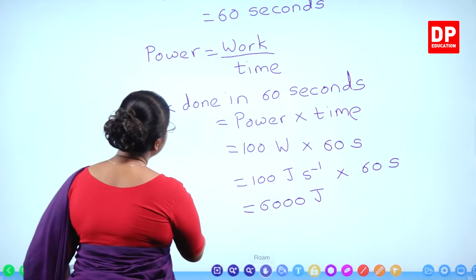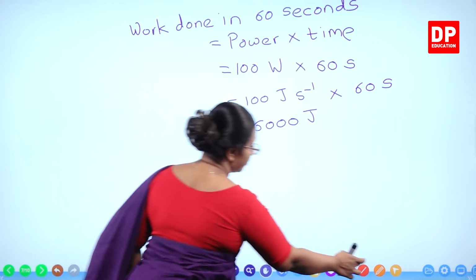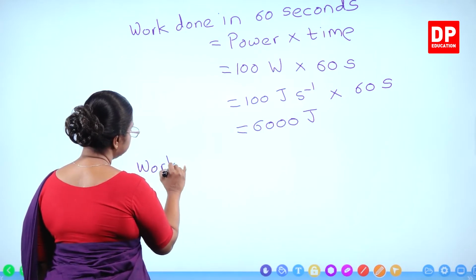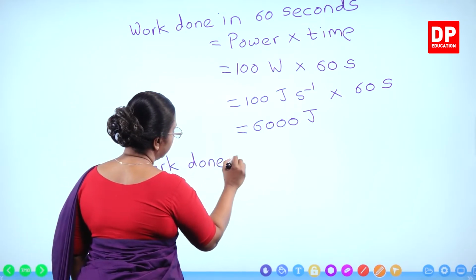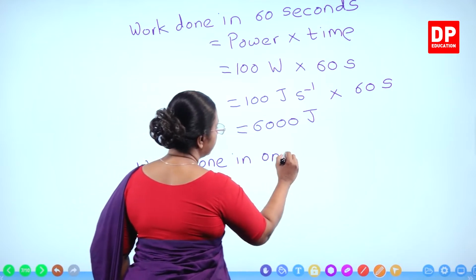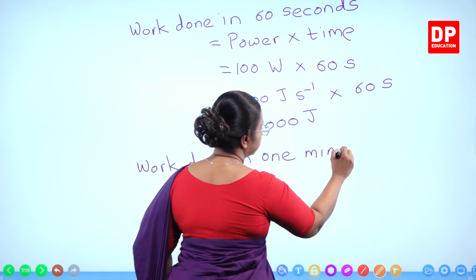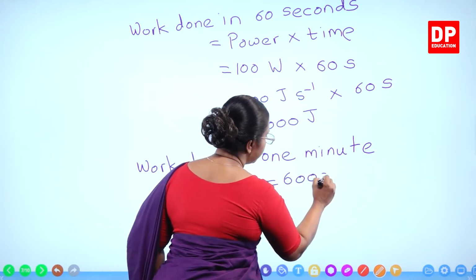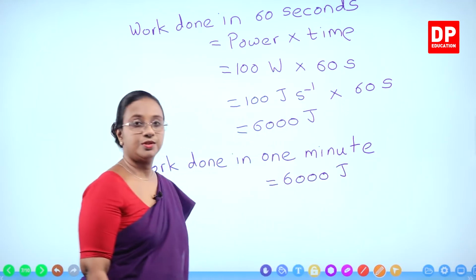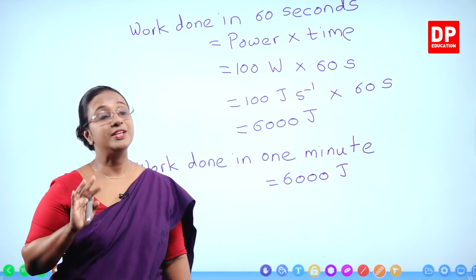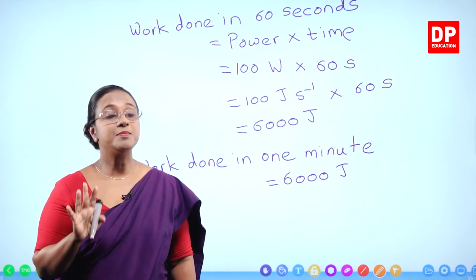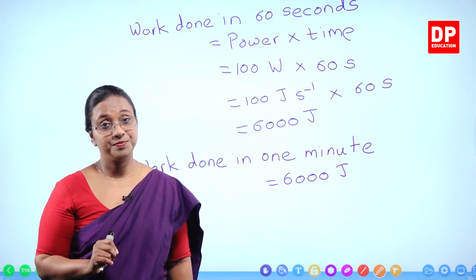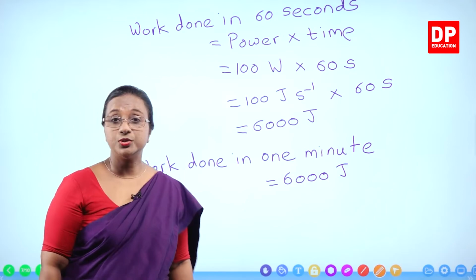So finally you can also write it: work done in 1 minute is equal to 6,000 joules. So that is how we do the calculation. I am sure students, you all can understand this very clearly. With that, I will move on to the next slide.